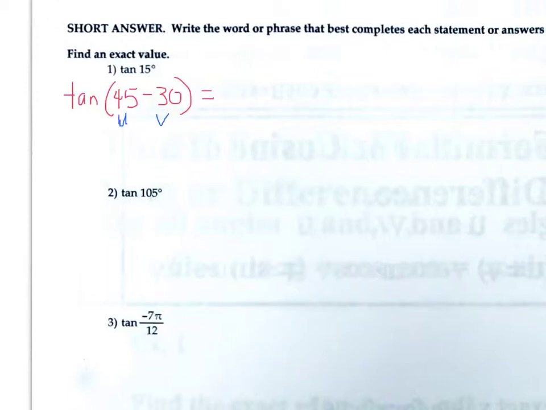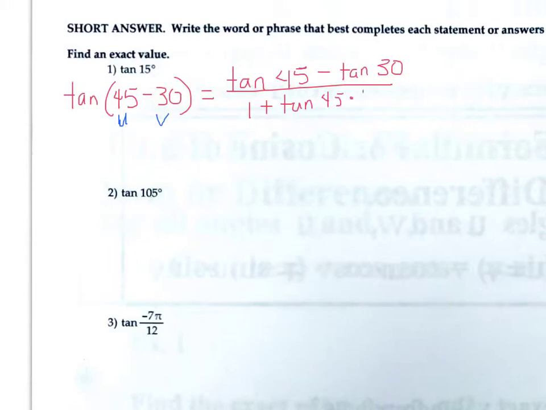When you plug it in, that's going to be tangent of U, which is 45. And then we use the same sign. Since we're using a minus, we have to use a minus there. Minus tangent of 30, all over 1. And then at the bottom, notice that it's the opposite sign. So here I'm going to use a plus. Tangent of 45, and then times tangent of 30.